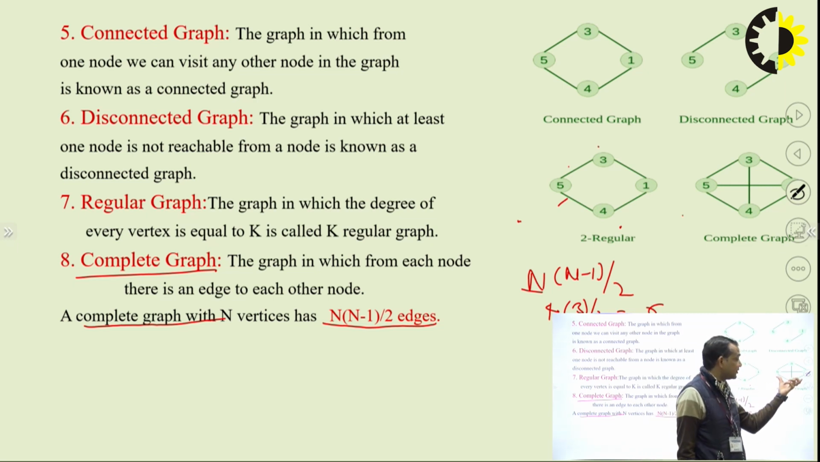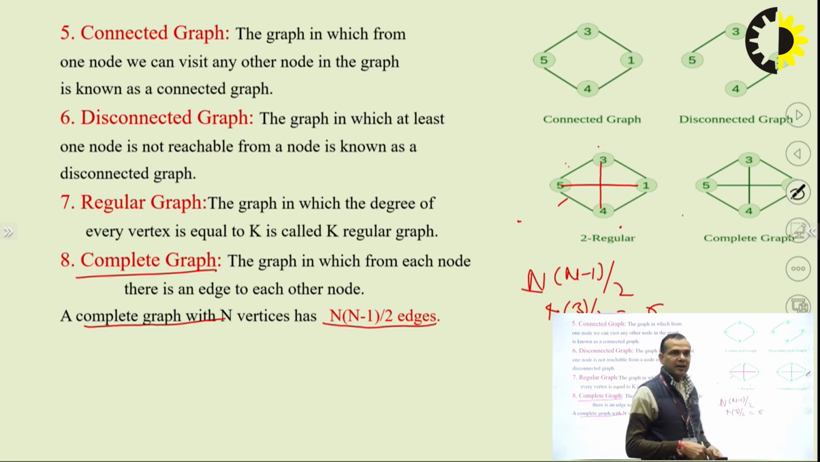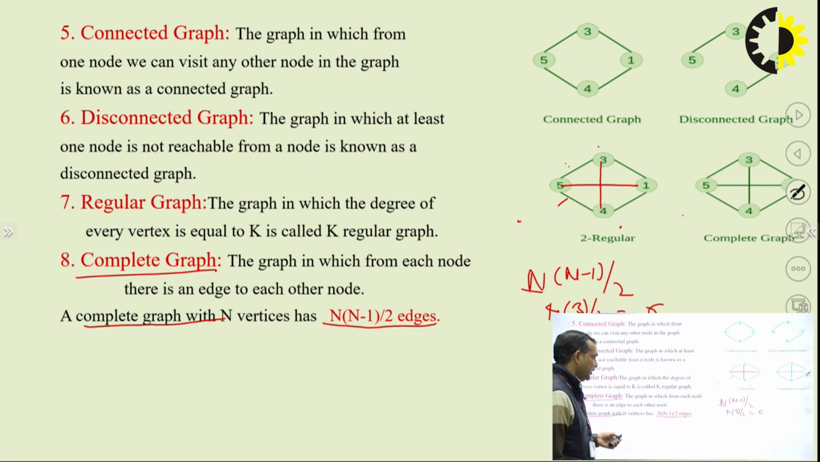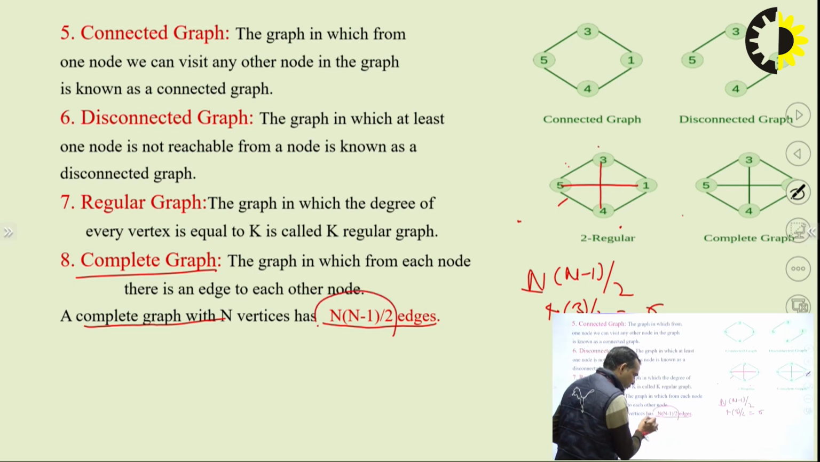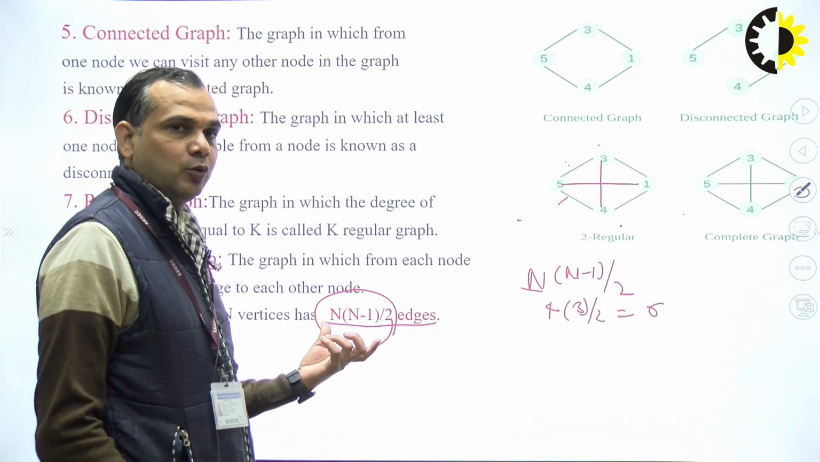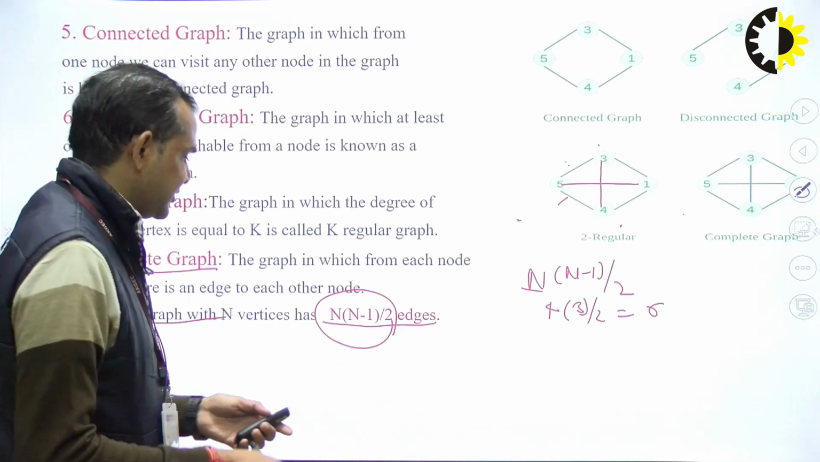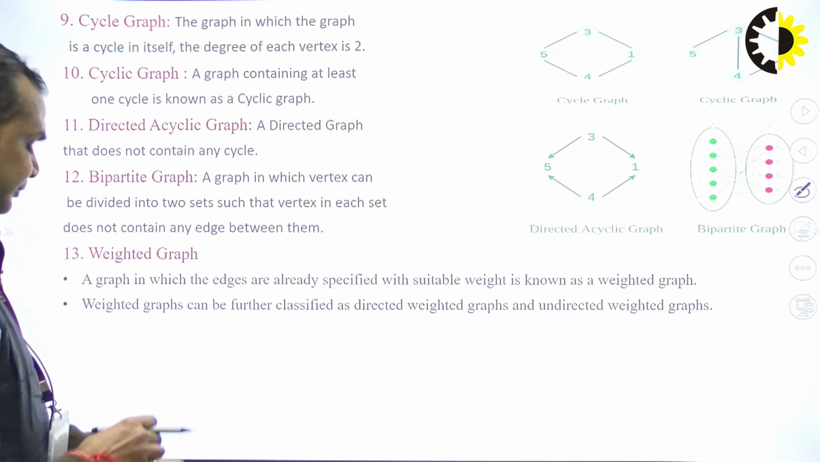But if in the same figure we put edges on this side, how many edges are here? 1, 2, 3, 4, 5 and 6. So this graph is known as the complete graph. This is the main condition. To find out the complete graph, in a given graph which has n nodes, the number of edges should be n into n minus 1 by 2. If it is satisfied, then it is a complete graph, otherwise it is not.